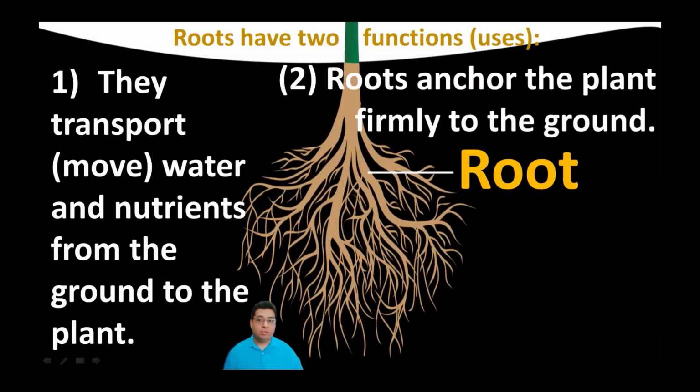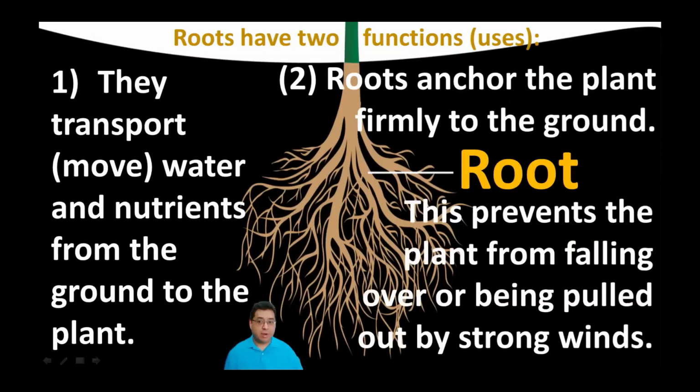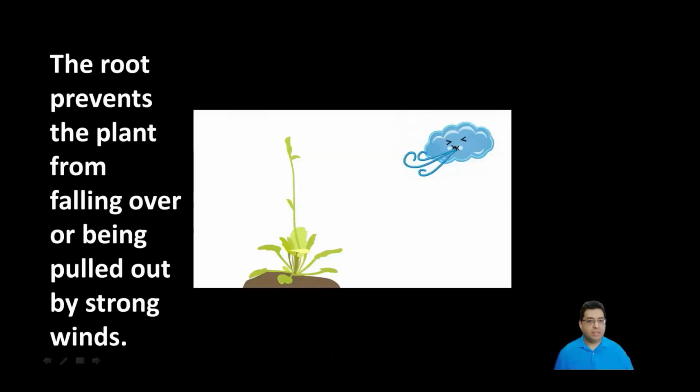Two, roots anchor the plant firmly to the ground. This prevents the plant from falling over or being pulled out by strong winds. So the root prevents the plant from falling over or being pulled out by strong winds here.